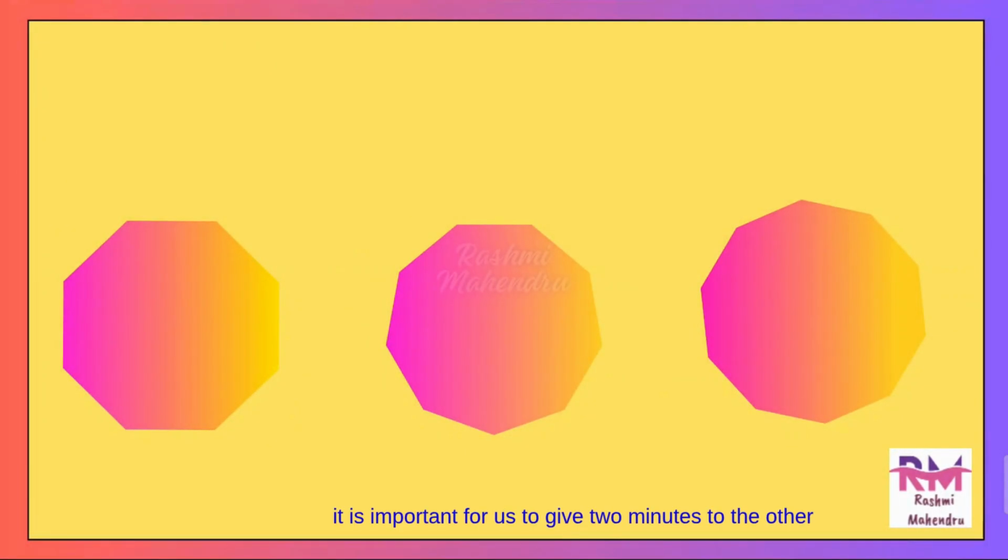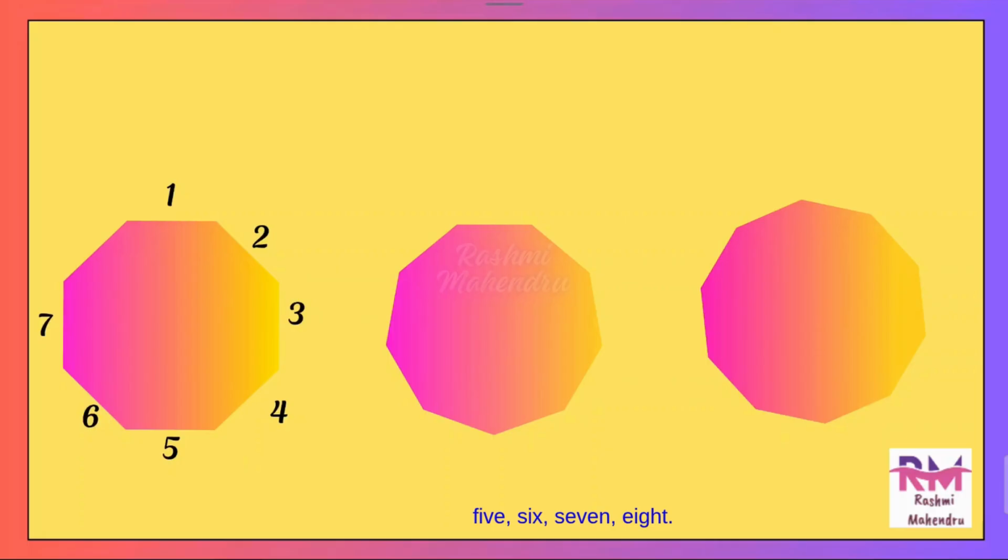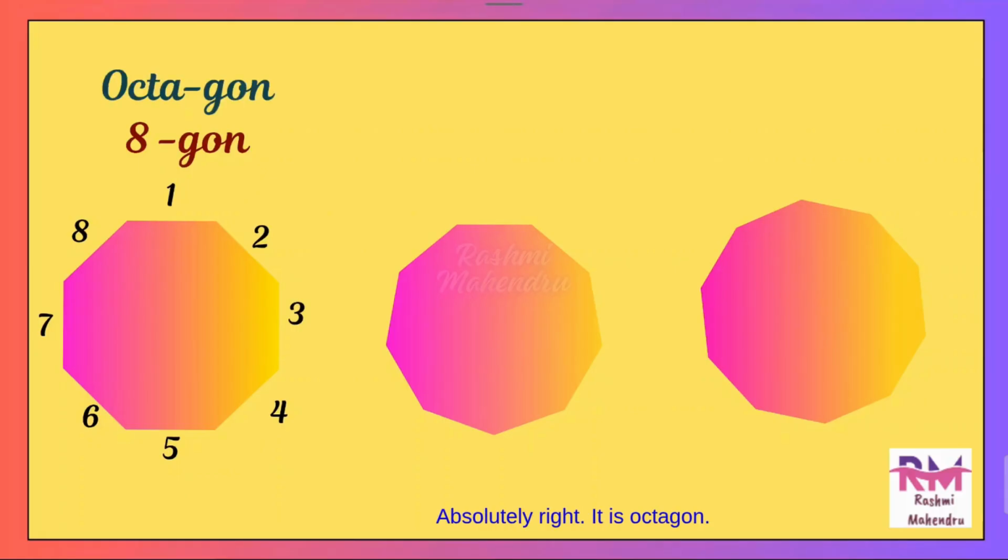Now, again, it is important for us to give 2 minutes to the other polygons also because they also have comprehensive views in the forthcoming classes. So 1, 2, 3, 4, 5, 6, 7, 8. So 8 gone. Can you guess what is the prefix used in place of 8 or something related to an octopus? Absolutely right. It's octagon.